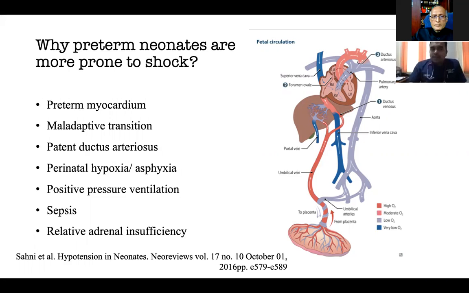The second thing is maladaptive transition. Normally a neonate undergoes a smooth transition from in utero to extrauterine life. Whereas in the case of preterms, when the umbilical cord is clamped, there will be a sudden increase in systemic vascular resistance, so there will be a sudden increase in afterload. SVR increase means the afterload is increased, and the preterm myocardium sometimes will not be able to cope with this sudden increase in afterload.